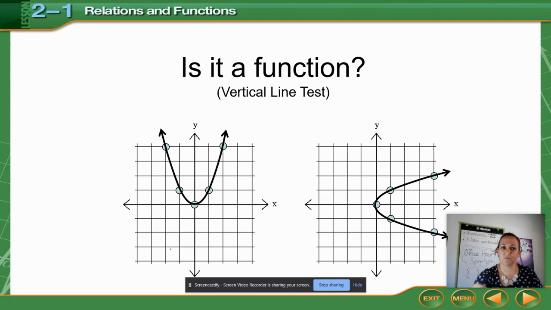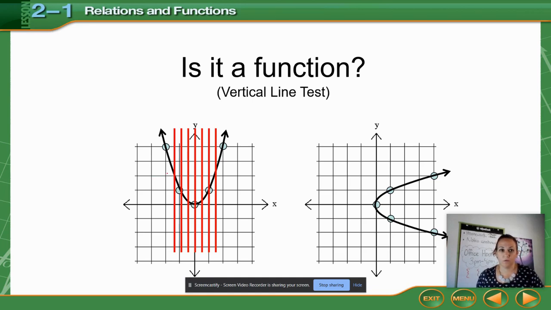Let's take a look at that first picture. Every vertical line that I draw is only touching the picture in one spot. This vertical line is only touching here. This one is only touching here. This one is only touching here. When each vertical line is only touching in one spot, that is a function. So this one would be yes. For my second picture, when I draw a vertical line anywhere in the problem, doesn't matter, if there's anywhere where I can draw a vertical line and it touches in 2 spots, that makes it not a function.